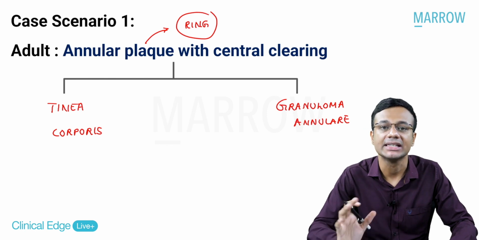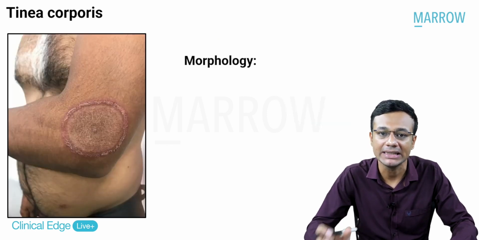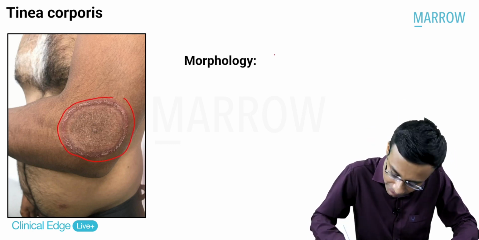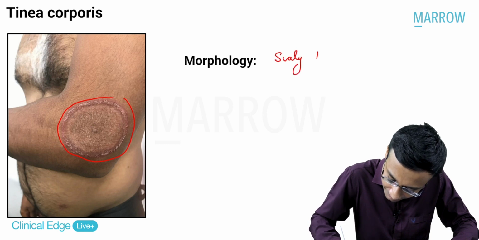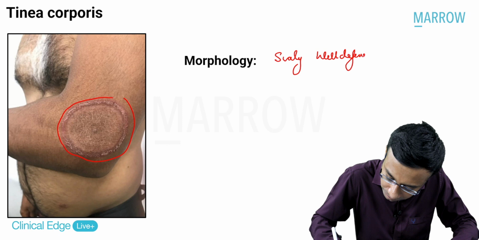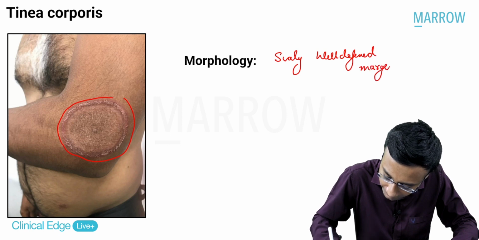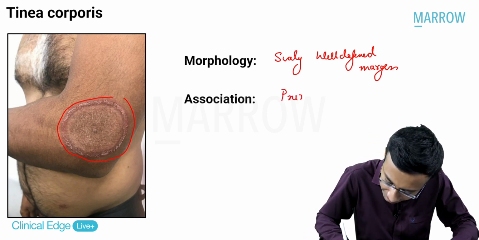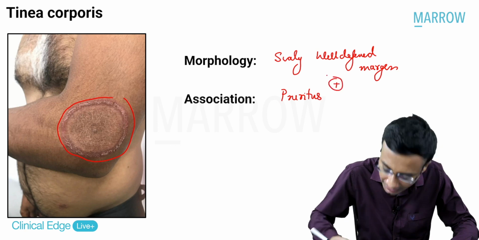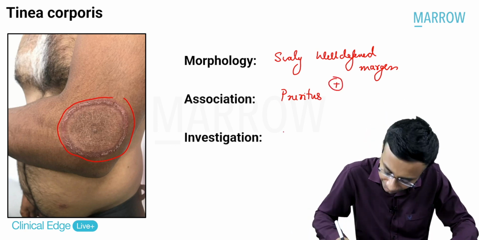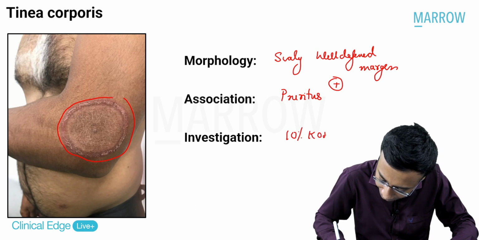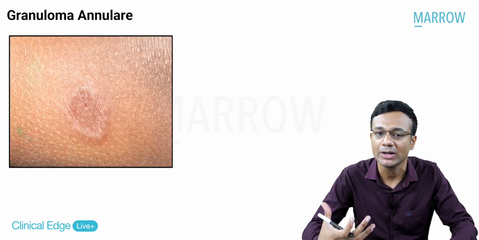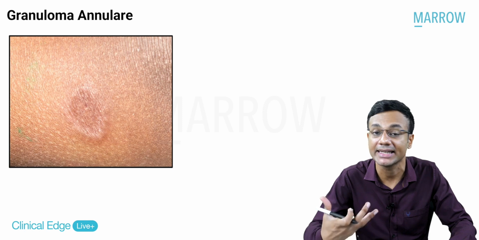Now, how do we distinguish these two conditions in the exam? Number 1, when we look at tinea, very important, you can see the border of this lesion. So you see the border of this lesion is scaly. So you get a scaly, well-defined margin. And please remember students, tinea or dermatophytosis is an itchy condition. So pruritus will be present. And how will I confirm my diagnosis? All I have to do is a 10% potassium hydroxide mount and I will be able to visualize the branching filaments of the dermatophytes.